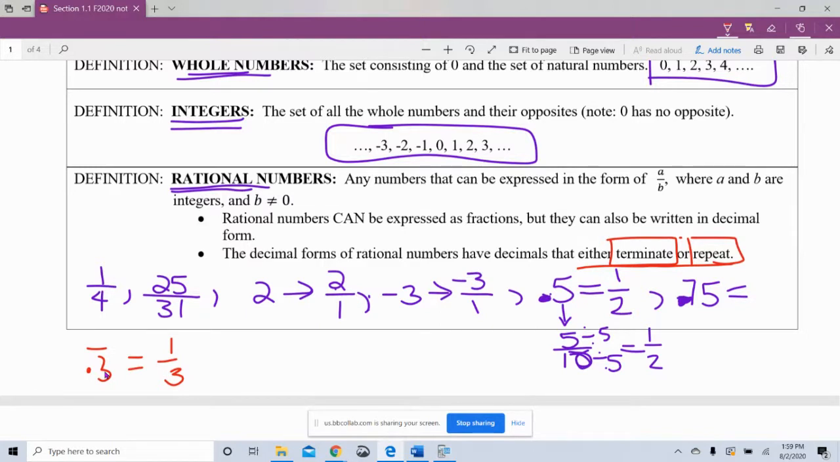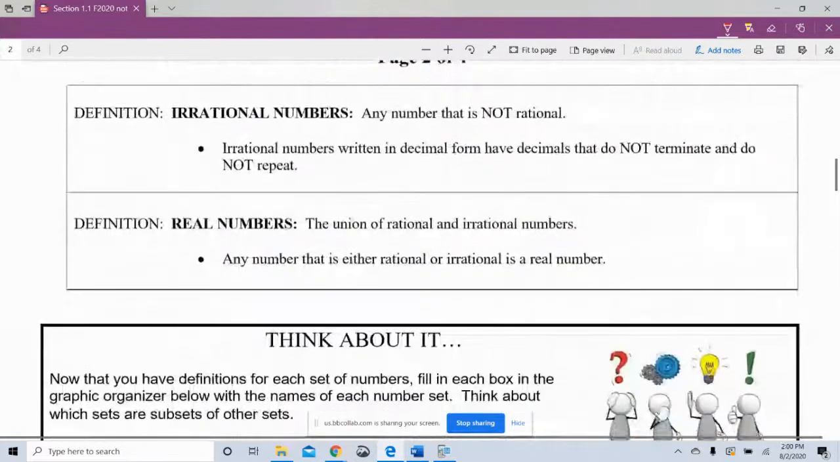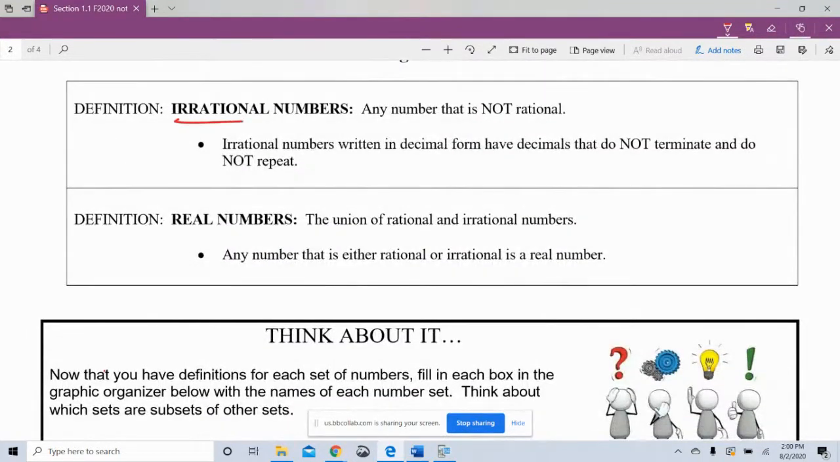But not every number is rational. Some numbers cannot be written as fractions, and so they get a different name. So if they're not rational, well, then they are irrational. Okay, so an irrational number is any number that is not rational. So how do we know what those are? Well, those are numbers that we cannot write as a fraction. Okay, so I'm going to write here, cannot be written as a fraction.